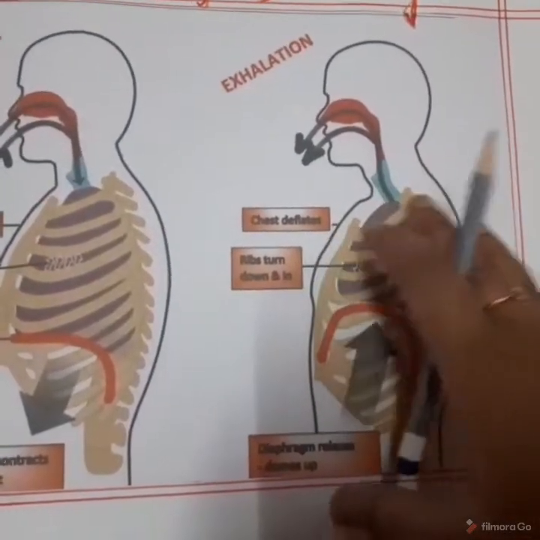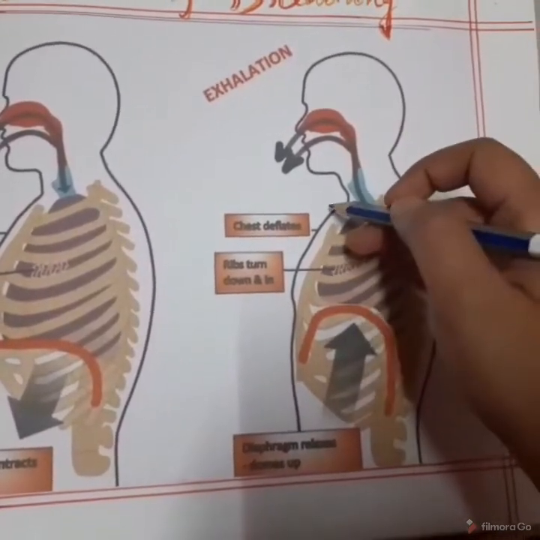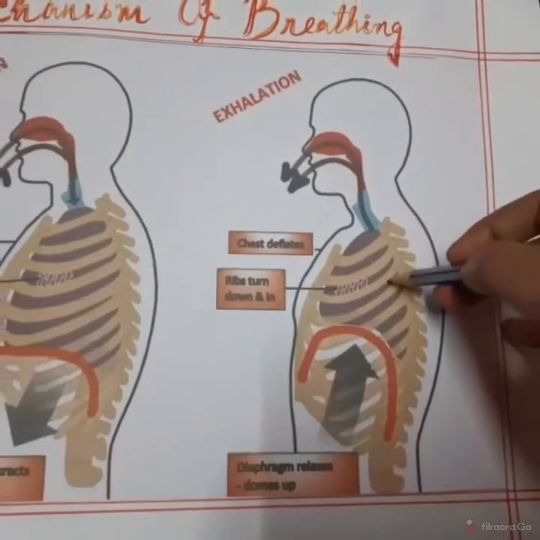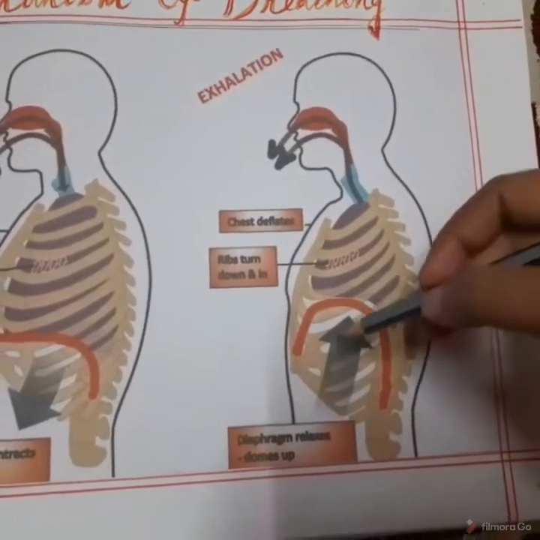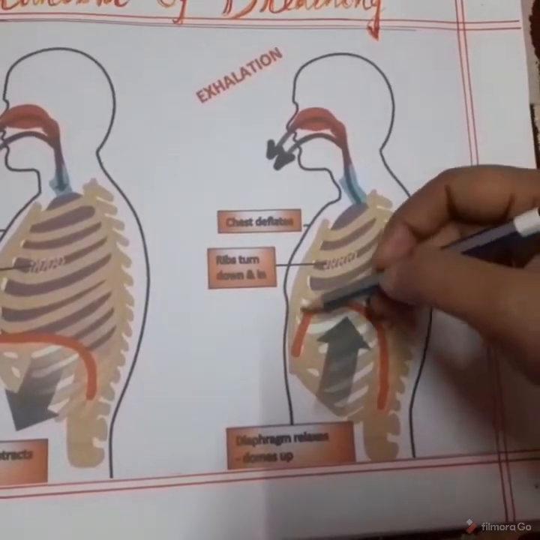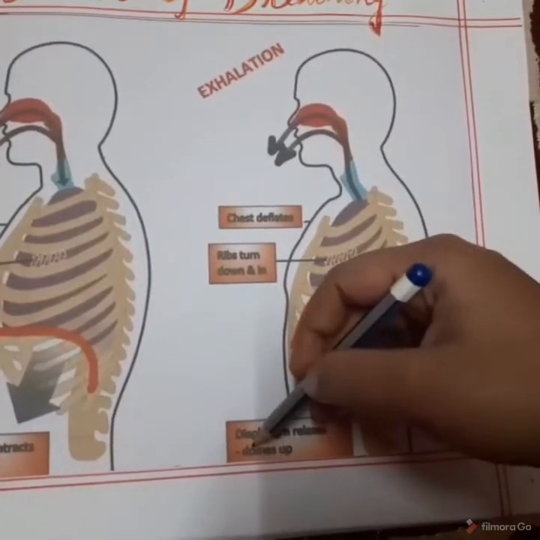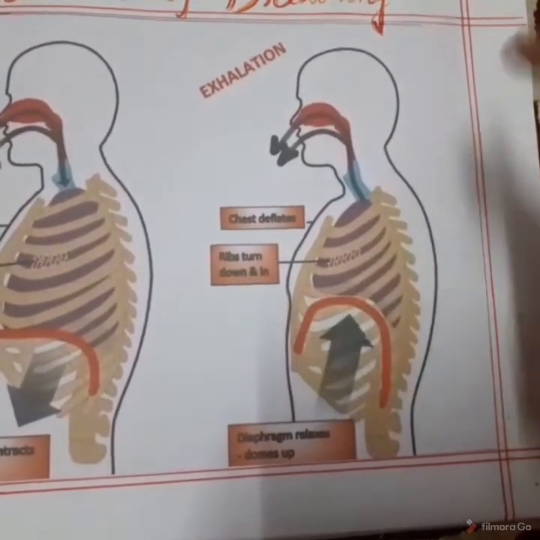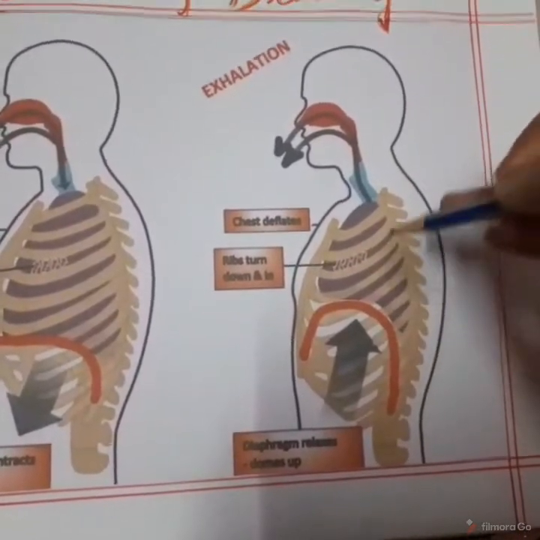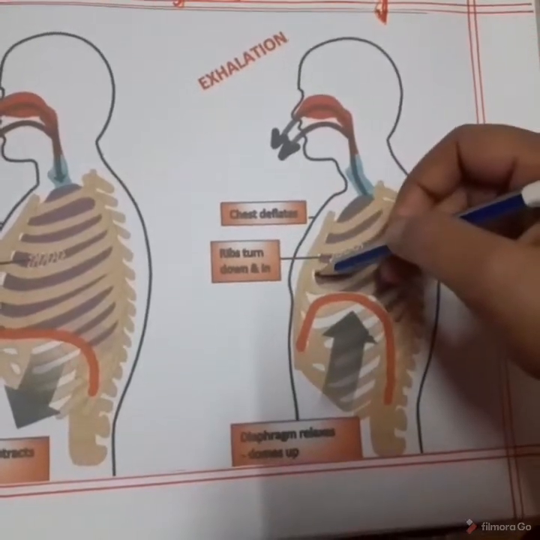Now coming to exhalation, as I said, it is the giving out of air which is rich in carbon dioxide. So what happens during exhalation? The diaphragm moves up and the volume of the chest cavity decreases. As the diaphragm relaxes and domes up, the volume of the chest cavity decreases. And what is the position of the ribs? The ribs turn downwards and inwards.